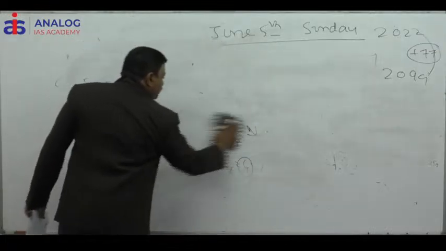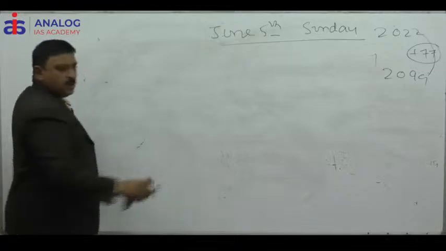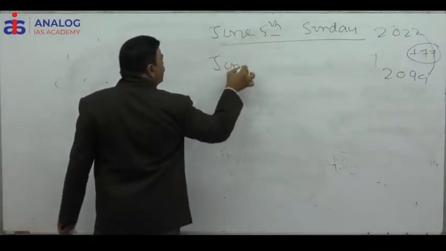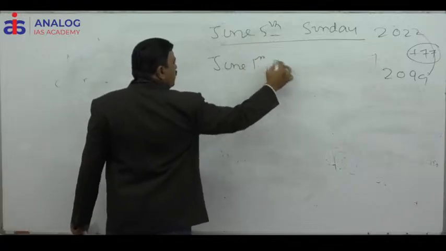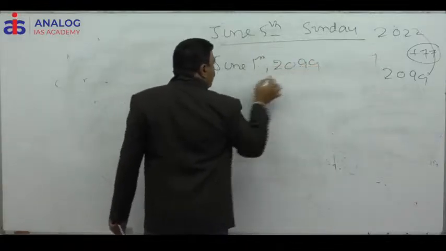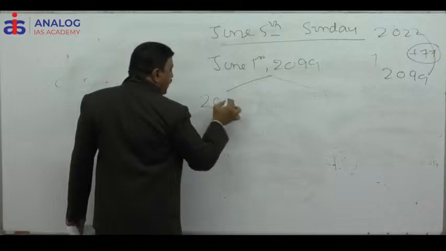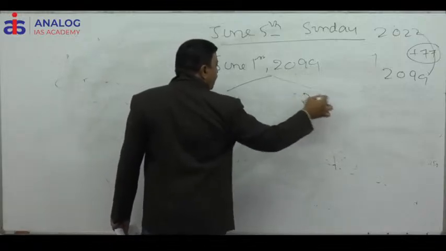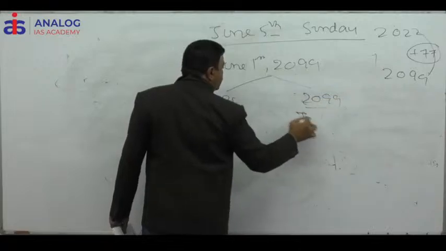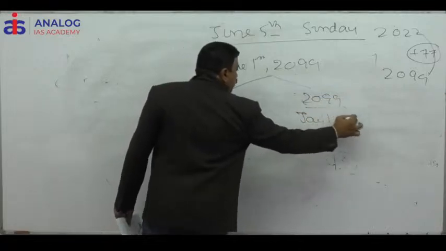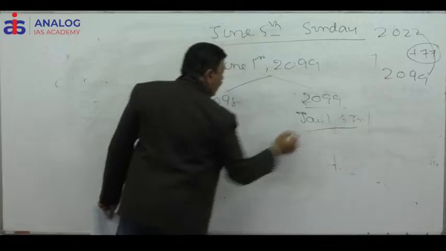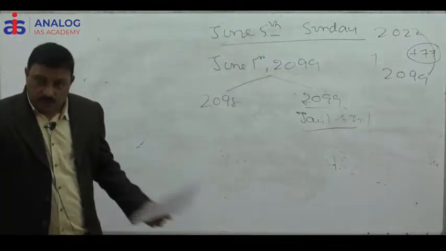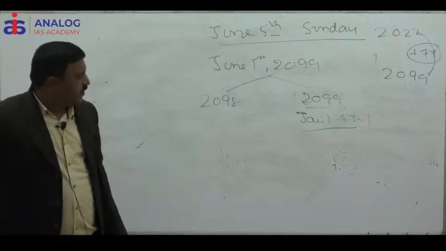That means we know that one date, that is June. Suppose you take June 1st of 2099. To find that out, we will say 2098 years are completed, and in 2099 we have to count from January 1st to June 1st. This is the normal way you will follow. If it is not given on that day, you have to follow this method, right?